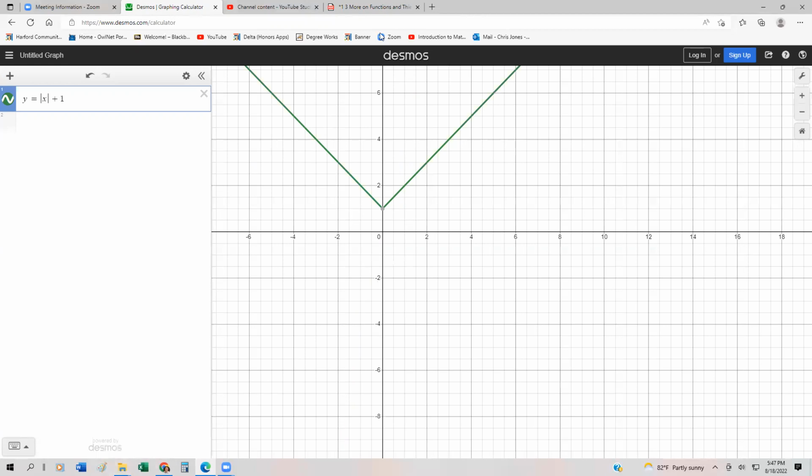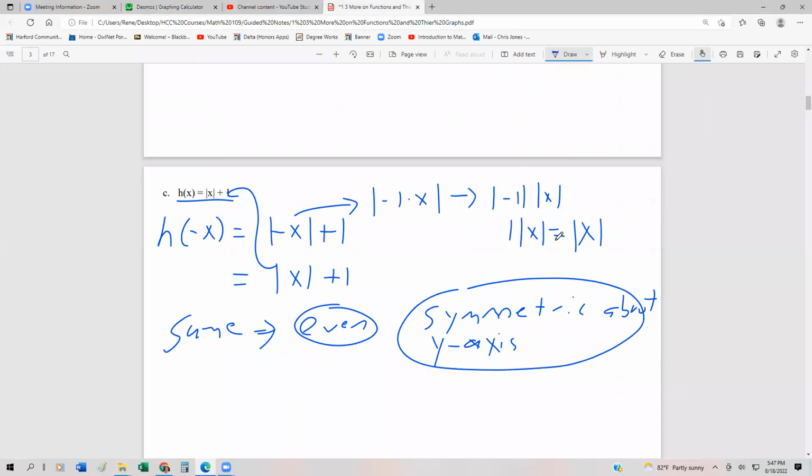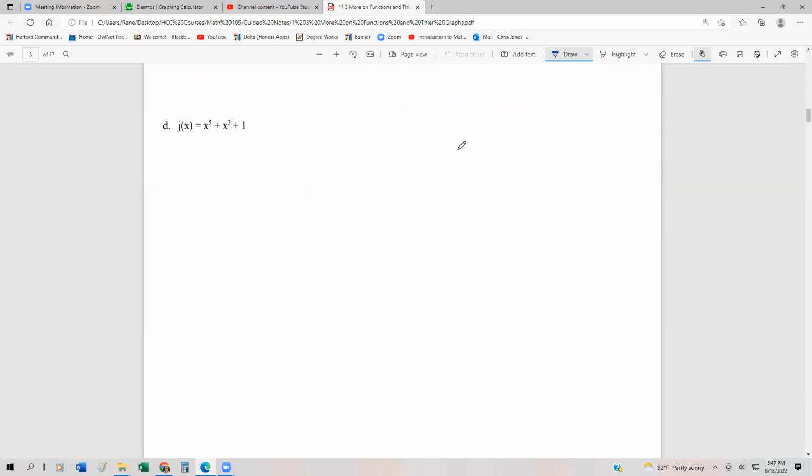All right, now, like I said, not every function exhibits symmetry. So here's a last example. And j of negative x is going to be negative x to the fifth plus negative x cubed plus 1. All right. Now, like we said, anytime that we raise anything to an odd power, it's going to keep the sign that it has. And a negative to the fifth power is going to stay negative. So we get negative x to the fifth plus negative x cubed plus 1.